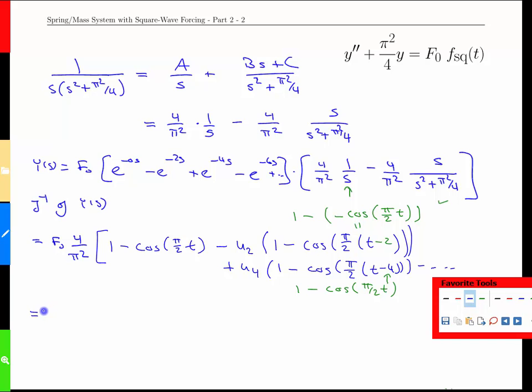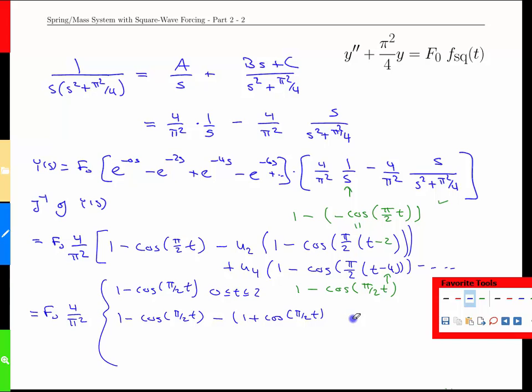The real payoff, where we can see the structure, is if we write this in piecewise format. On the first interval, from 0 to 2, the only function that's active is the 1 minus cos of pi over 2 t. All these other functions get turned on at time 2 or time 4, time 6, and so on. On the next interval, we had that function on, and then we also have the u2 function that turns on, so we get these elements as well. And by the time we accumulate everything in there, we're going to subtract a 1 plus cos of pi over 2 t, and that's going to be between 2 and 4 for time. But that cancels the 1, and we end up with negative 2 cos of pi over 2 t on the same interval.